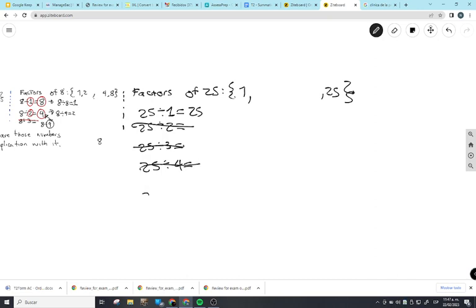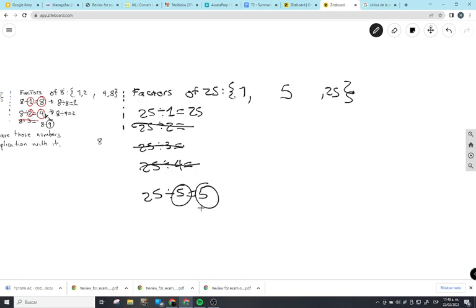Let's try with the 5. 25 divided by 5. In this case, yes, it works. 25 divided by 5 is 5. So that means that 5 and 5 again? Yes. Sometimes we can get the same number that we tried as a result. So we are not going to put it twice. We are going to only put it once.